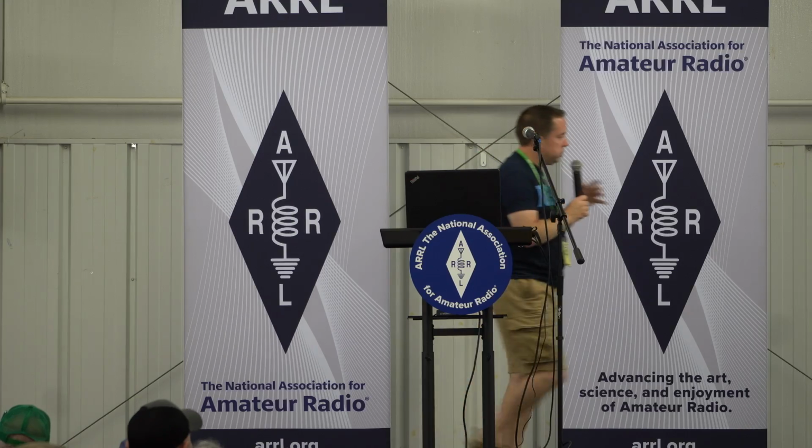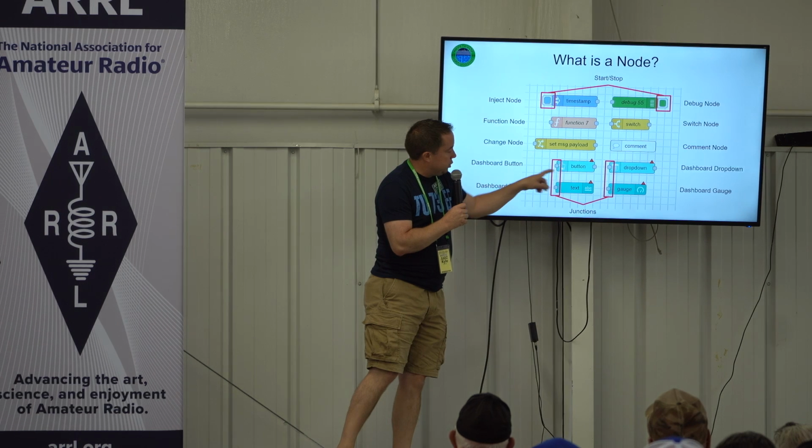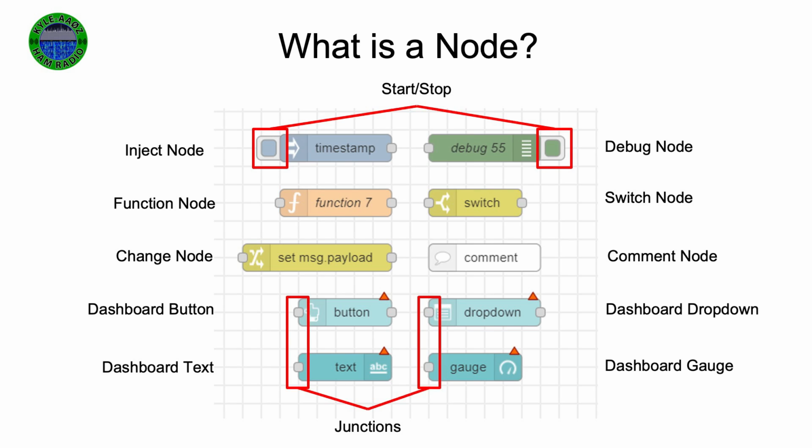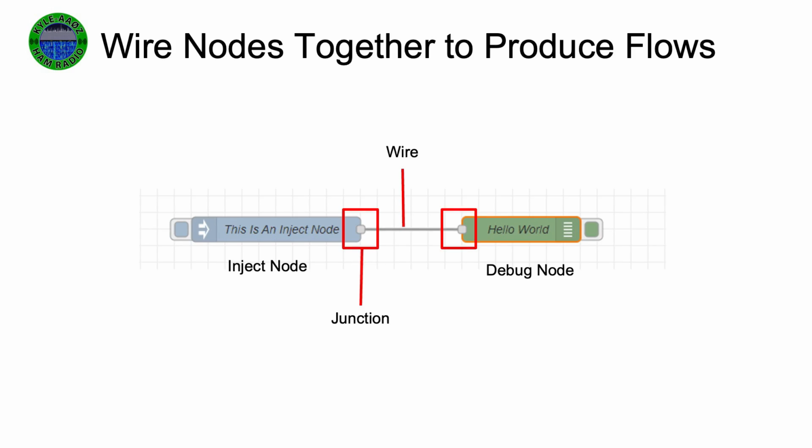And you can see the junctions here. These are what tie all of these nodes together. They're called wires, and they are able to connect these different nodes and make what is called a flow. So these wires tie nodes together to produce flows. You can see this is an inject node, a junction, a wire that connects them together, and then you've got the debug. So this is just a basic hello world.